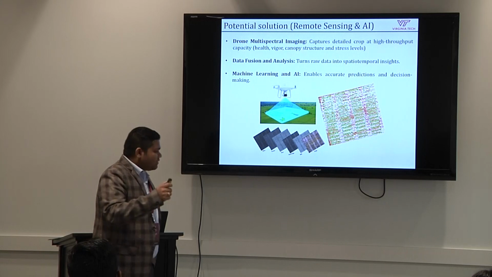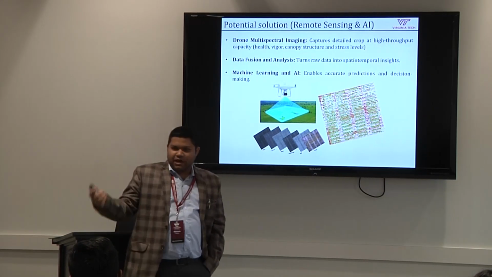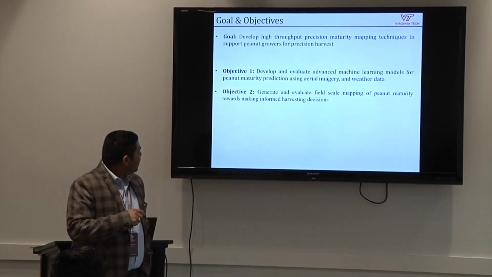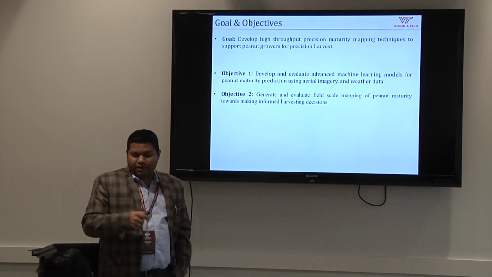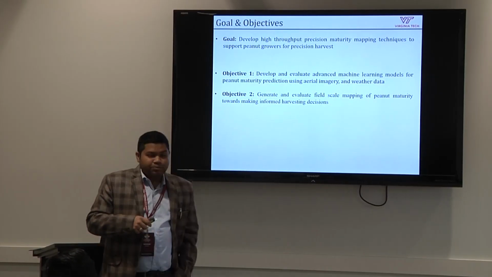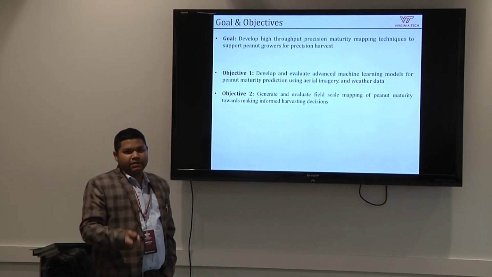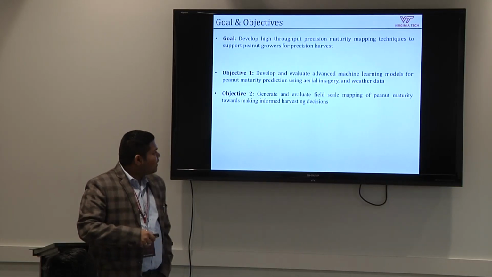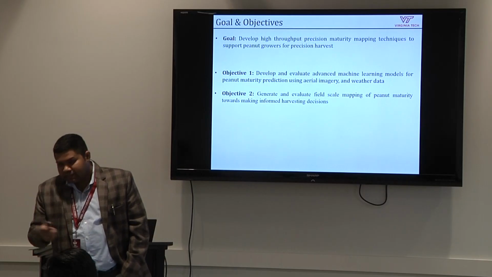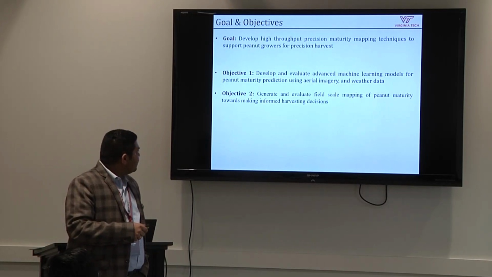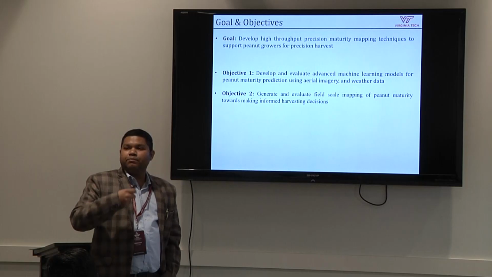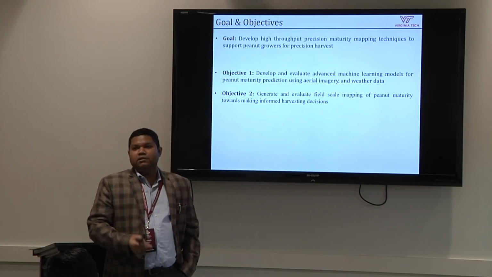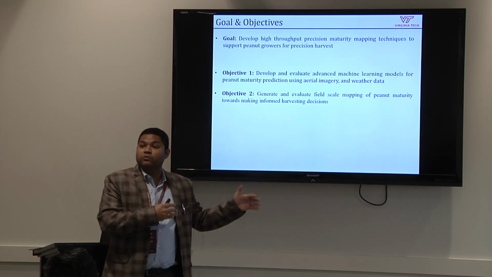So yes, advantages of aerial imagery: it can give us a large amount of data in less time, of course in different spectral bands. The goal of our study was developing high-throughput precision maturity mapping techniques using aerial spectral imagery and machine learning. Specific objectives were evaluating multi-view machine learning models, and then generating prescription maps using those ML approaches and validating those as well.